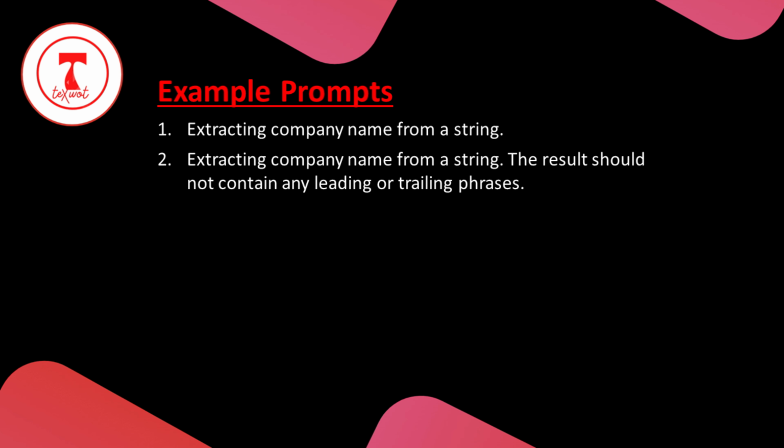As part of this exercise, we'll also build a few prompts. The first extracts a company name from a string: we'll provide a string to ChatGPT and ask it to extract the company name. In the second example, our expectation is the same, but we'll ask ChatGPT to provide the result without adding any additional phrases to the output.